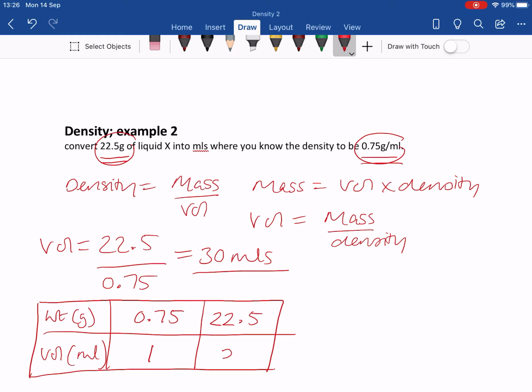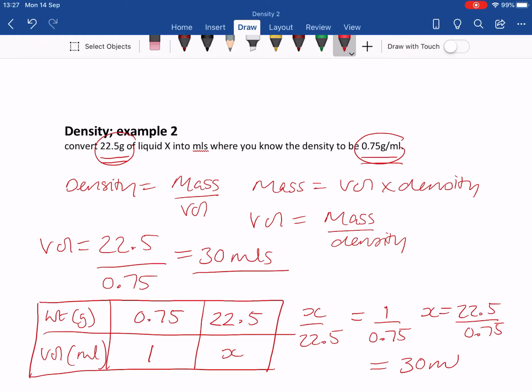So we're trying to calculate x down in the bottom right hand corner. So that gives us an equation of x over 22.5 is equal to 1 over 0.75. By rearranging the equation, we then get x equals 22.5 divided by 0.75, which again gives us an answer of 30 mils.